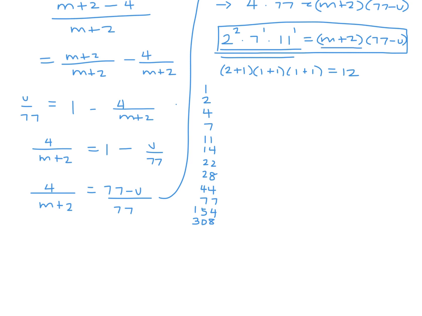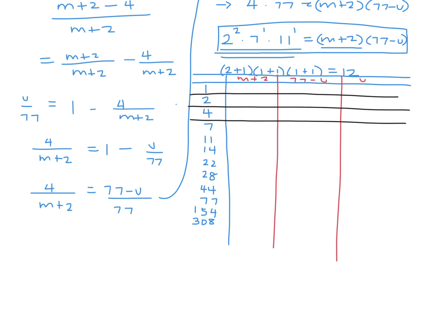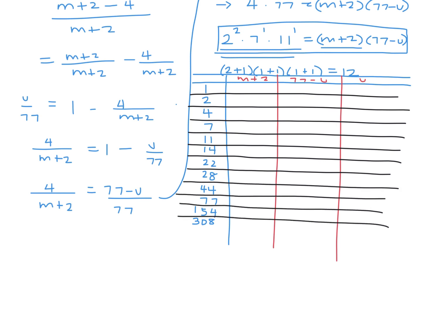Okay, so let's make a table here. Let's make a table. And let's see what we get. So we got m plus 2. And then 77 minus u. And then u. And then let's see how many values we get. Okay, so... well, some of you might have already forgotten, but I actually remember that m has a parameter. Do you guys even remember or no?